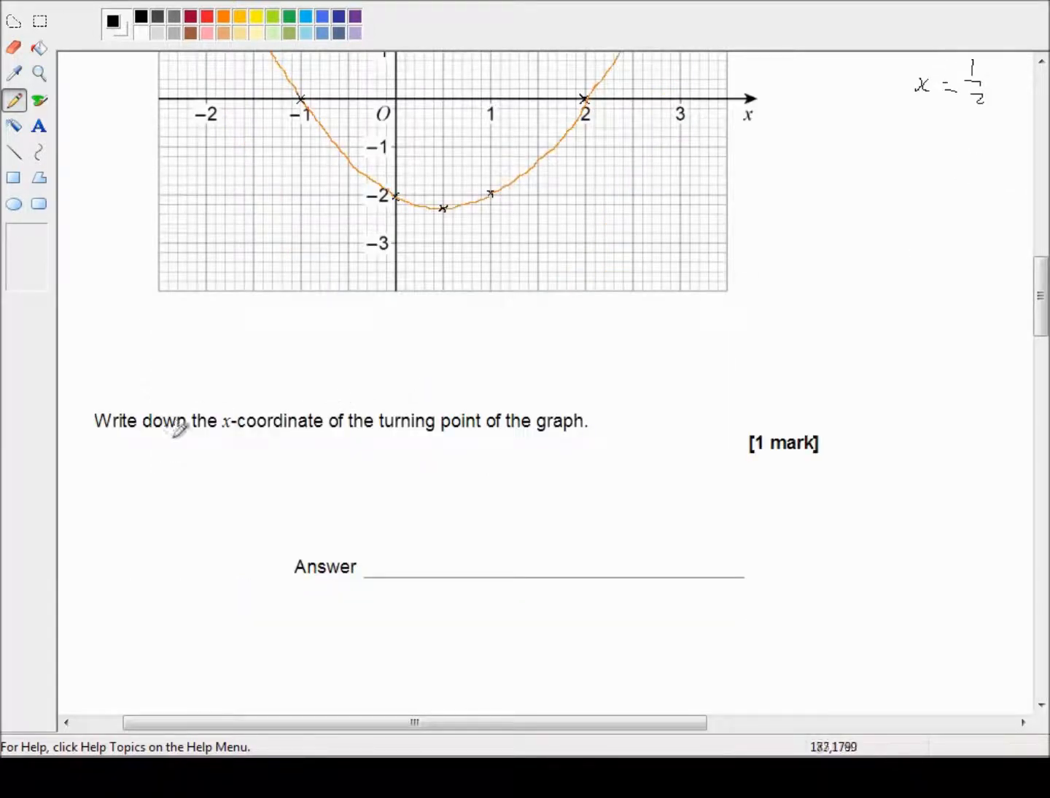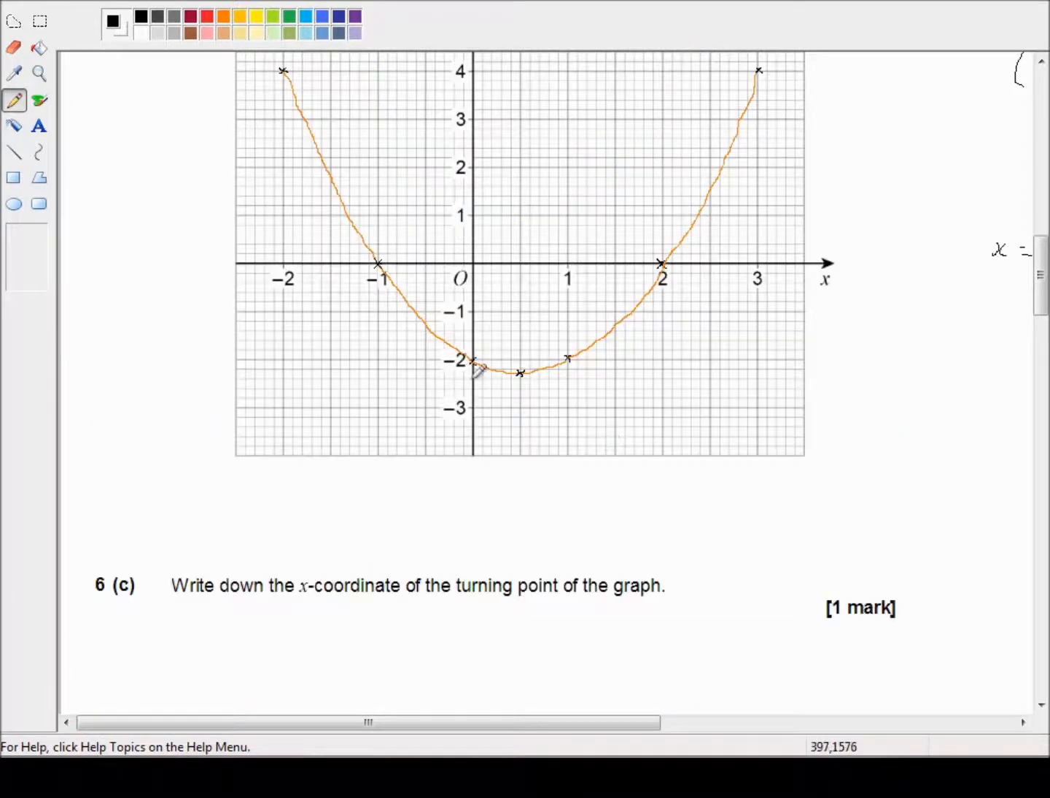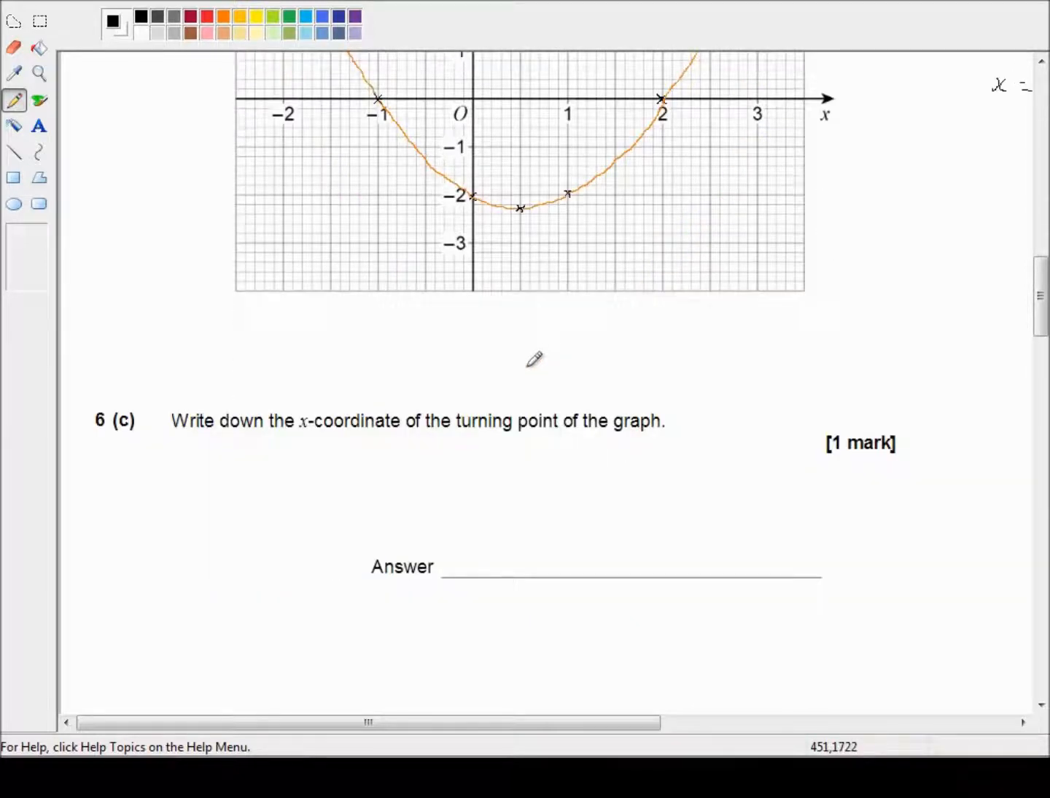Okay, part C, I think this is, says write down the x-coordinate of the turning point of the graph. Well, the turning point, it stops going down here at the minimum point and starts going up. So the x-coordinate is here. So this is at x equals 0.5.